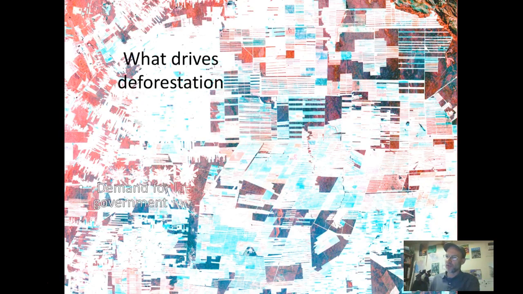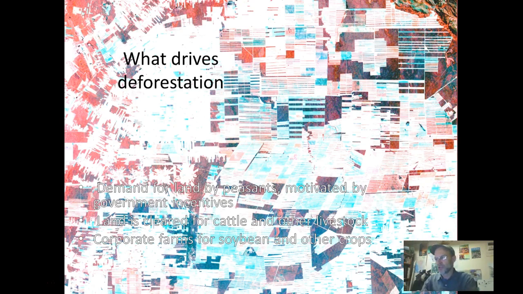You might be asking yourself, what drives deforestation? We can see the land demand by peasants motivated by government incentives, land being cleared for livestock, large corporate soybean farms, and other types of economic activities. The Brazilian government has actually provided incentives to poor people living in the crowded coastal cities to move into these interior areas, creating what's called a growth pole around the city of Manaus. And this is a concern, as this is part of what's been driving these very high rates of rainforest clearing.